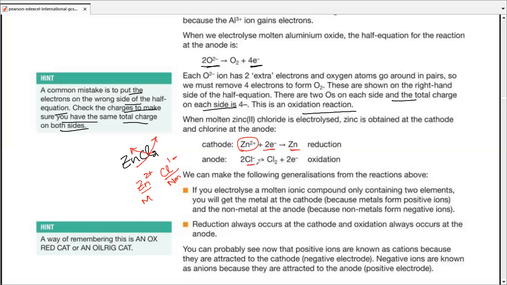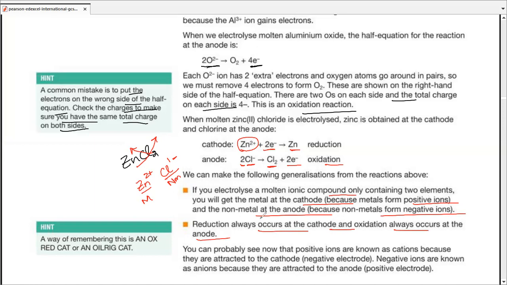And we take that negative chloride ion, and there are actually 2 of them in order to balance out the chlorine molecule that it would give us, by giving out 2 electrons, an oxidation reaction at the same time. So if you electrolyze a molten ionic compound only containing 2 elements, you'll get the metal at the cathode because they form positive ions, and non-metal at the anode because they form negative ions. I've already explained that. Reduction always occurs at the cathode and oxidation always occurs at the anode.